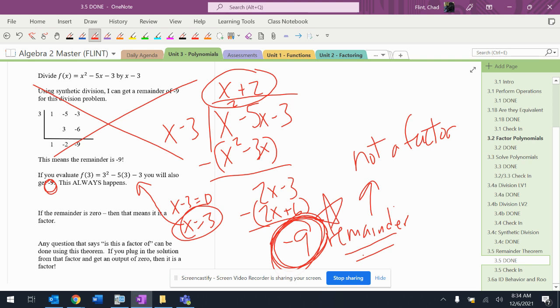If you get 0, you say, since plugging in the solution with this factor gives me a remainder of 0, it's a factor. Or, since there's a remainder, it's not a factor.